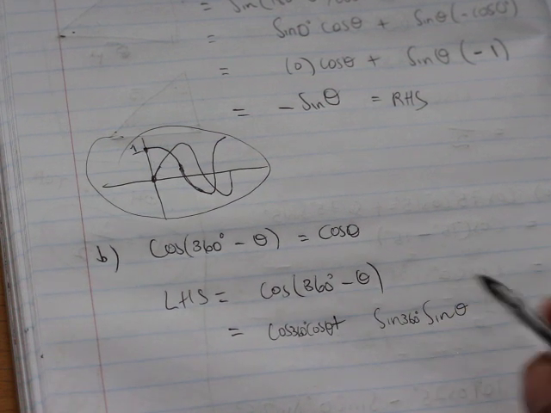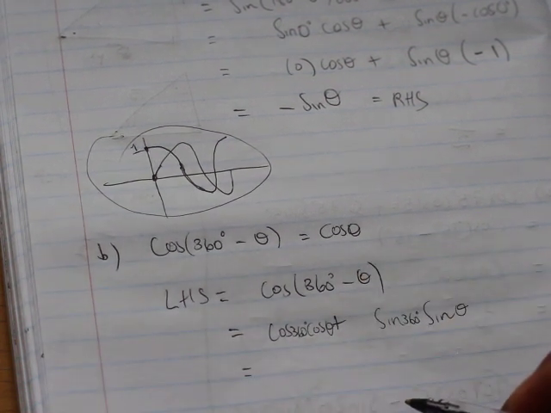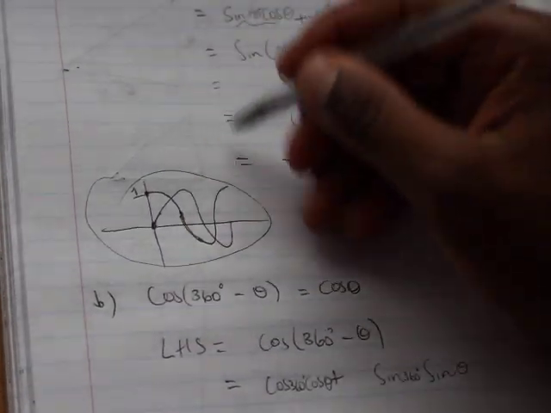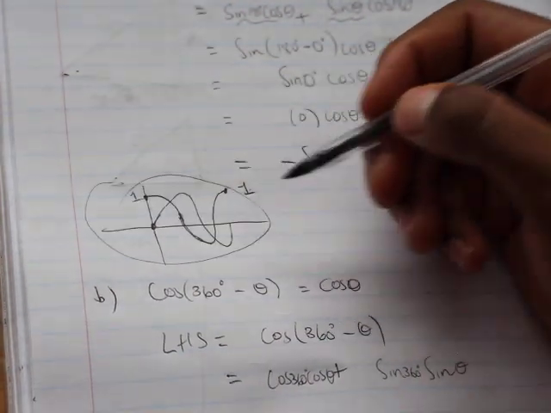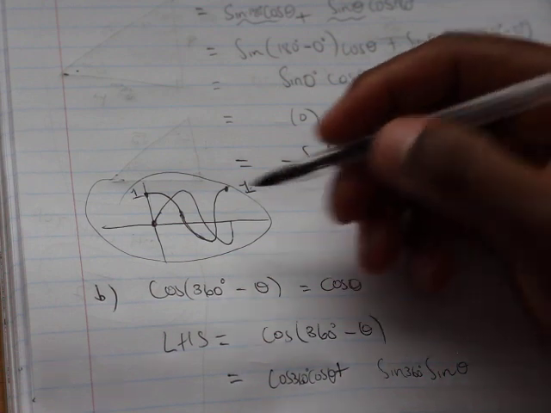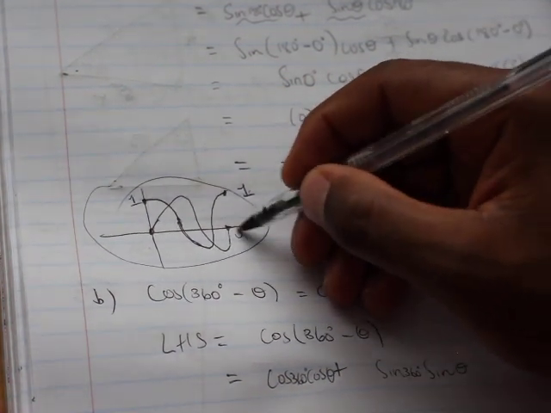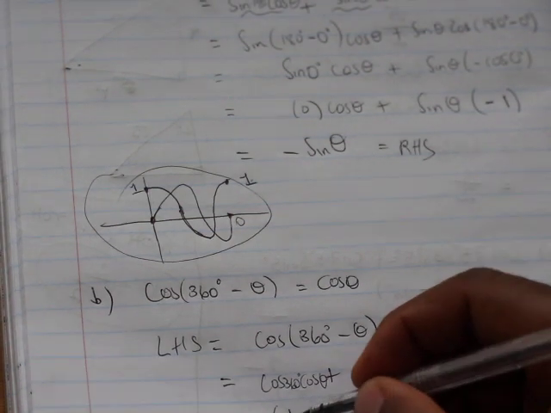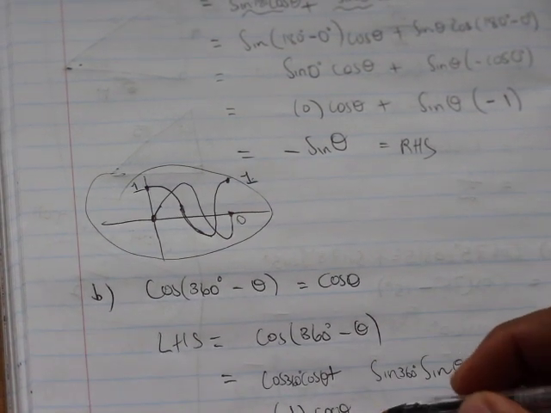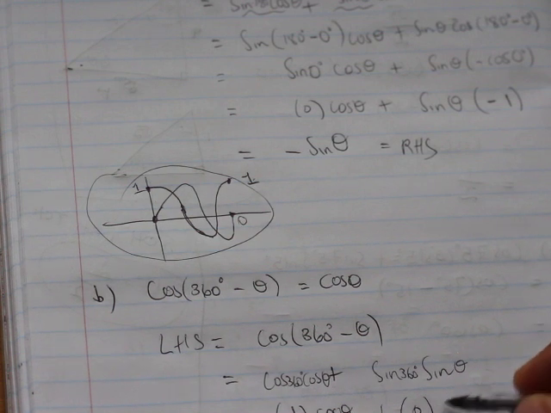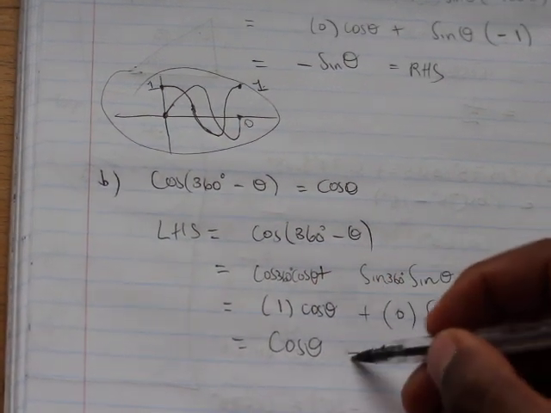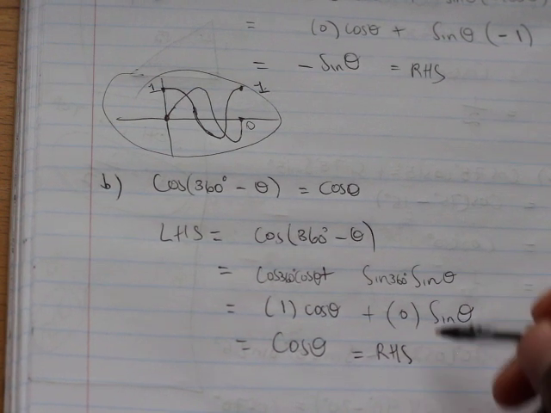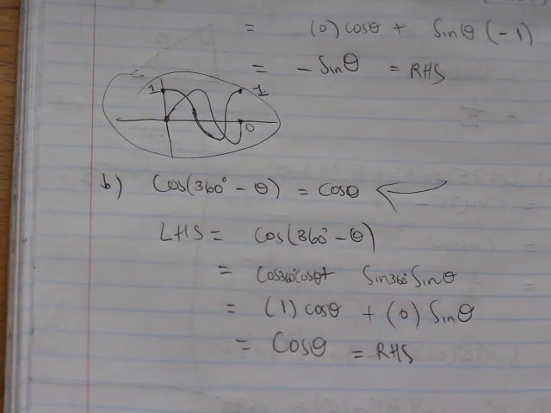So the cosine of 360, we go back to the graph. At 0 and 360 cosine is 1, but sine is 0. So 1 times cosine of theta plus the sine of 360, that's 0, times sine theta. So now this simplifies to just the cosine of theta, and this is equal to the right hand side. So we managed to prove the identity.